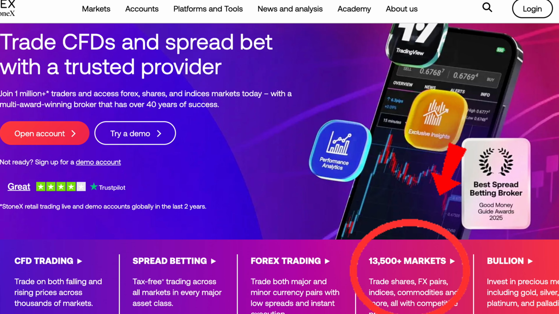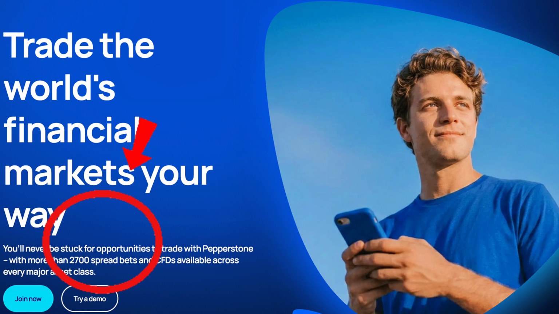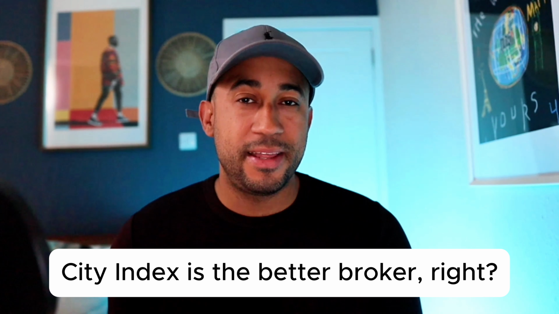So when you first see City Index, you see that they have over 13,000 different instruments to trade, which is a huge amount. And Pepperstone, by contrast, has well over 2,700 across CFDs and spread betting. So seeing this side by side, you might think, well, City Index is probably the better broker, right?